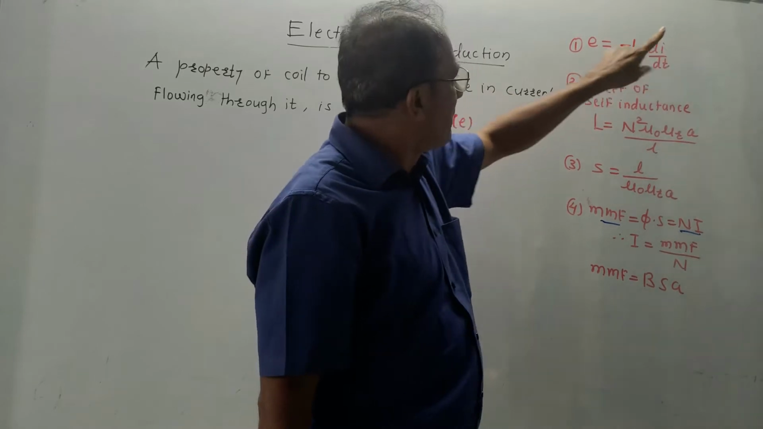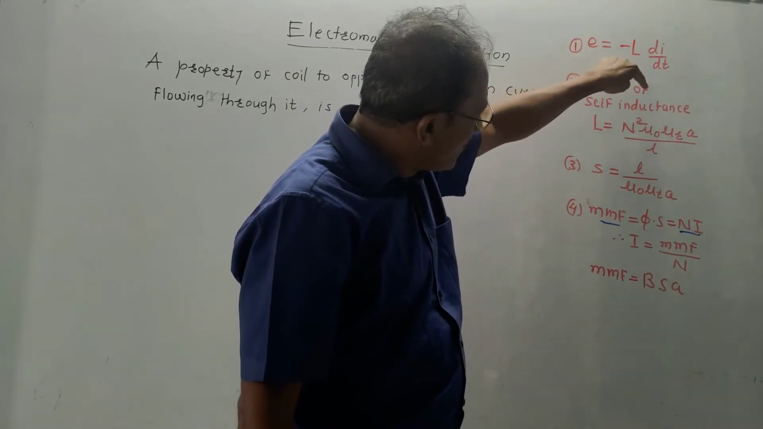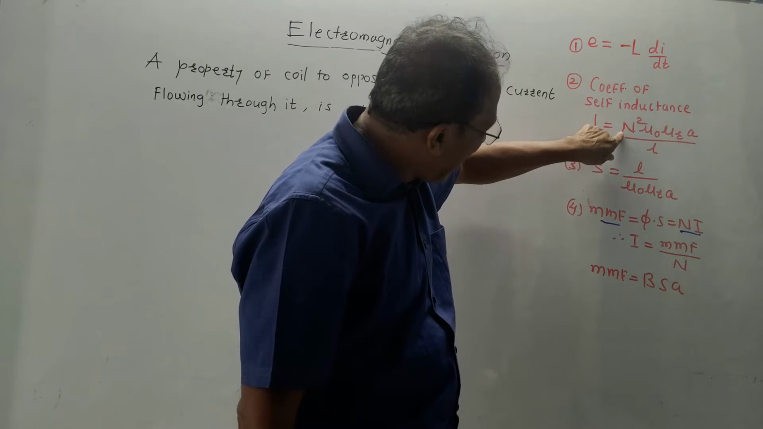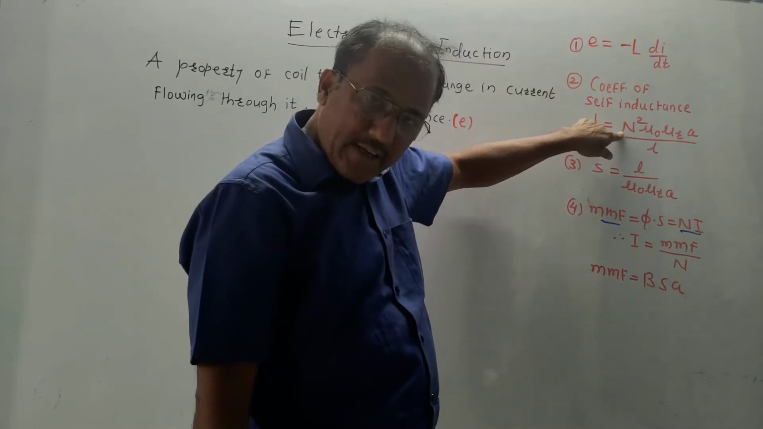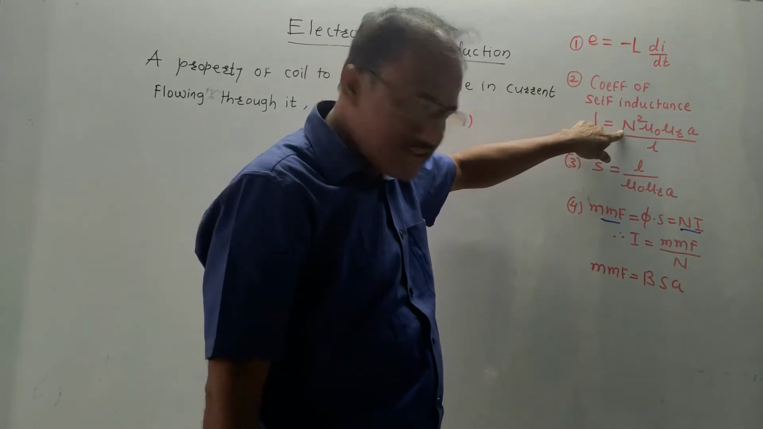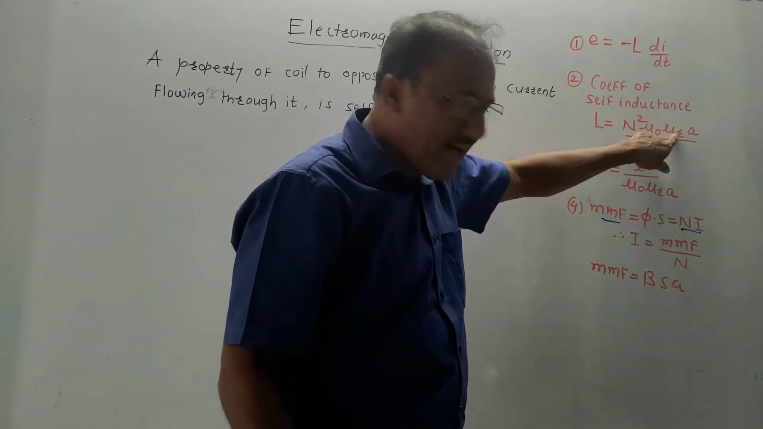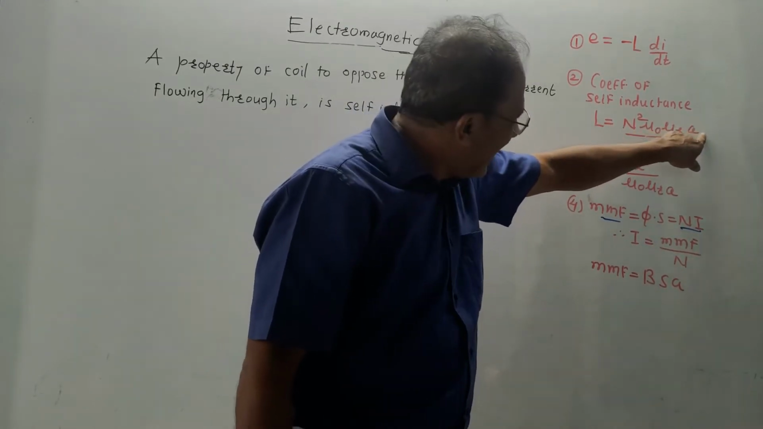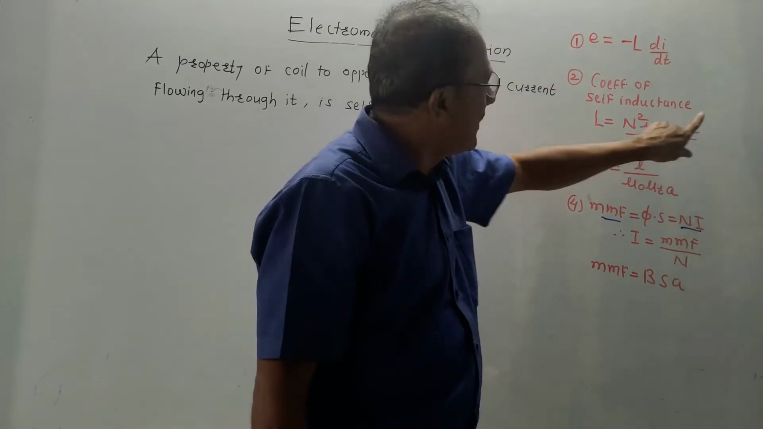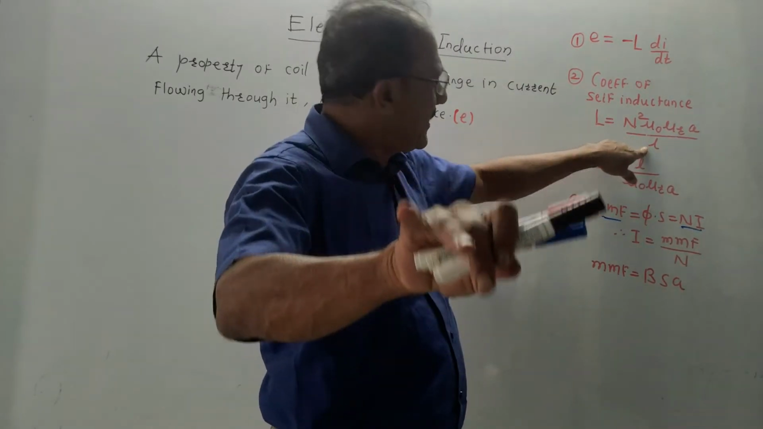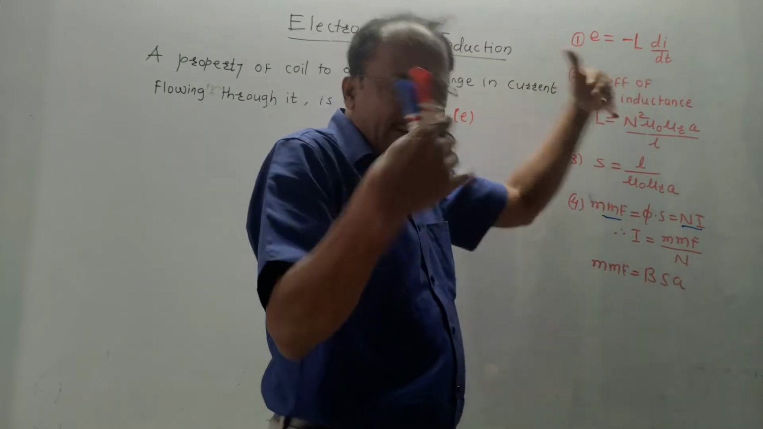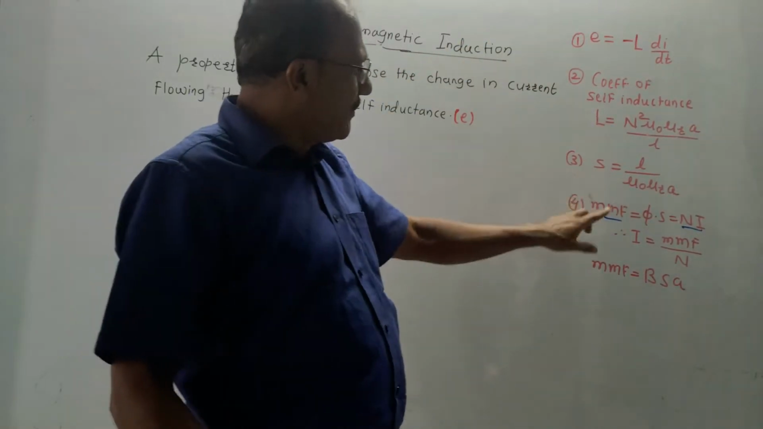I is the current. L is called the coefficient of self-inductance, which is given by mu 0 mu r N square A upon l. This big N, capital N, is representing the number of turns. Mu 0 is permeability of free space. Mu r is relative permeability. A is cross-sectional area. L is the length of wire. All these terms will be more clear to you while solving the numericals.